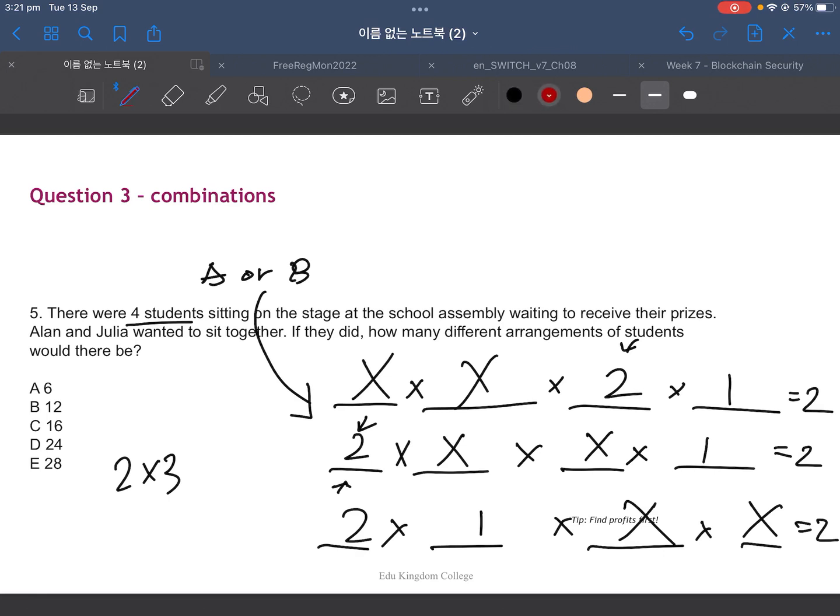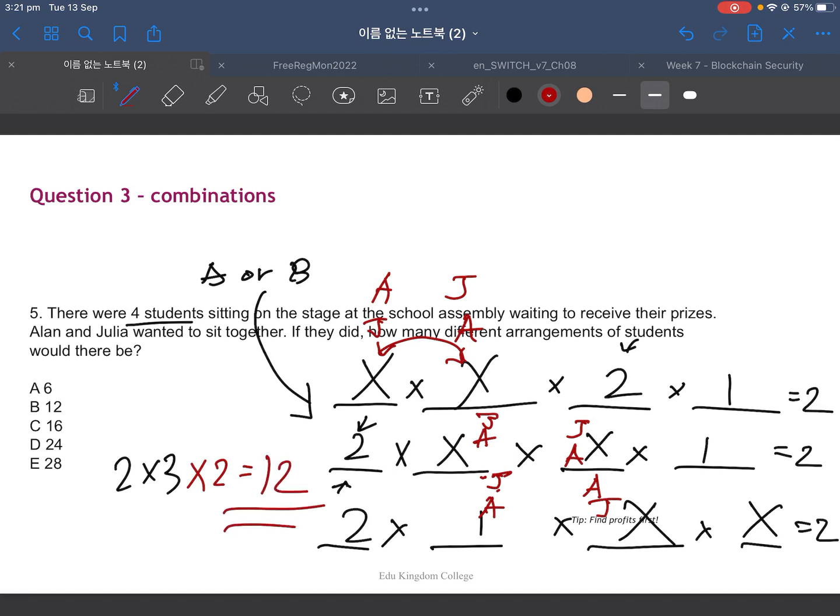But there's one thing that we are forgetting here that will cost you the question. It's the fact that Julia and Alan can alternate or sit anywhere they want between those 2 seats. So if Julia was sitting here and Alan was sitting here, I can have Alan sitting here and Julia sitting here. And same for this. Alan, Julia or Alan, same thing. See how I have 2 extra for each option? So I'm going to times 2 to that. So I get 12. This is the 12 possibilities or arrangements that I have.